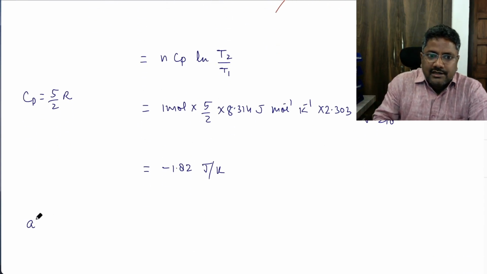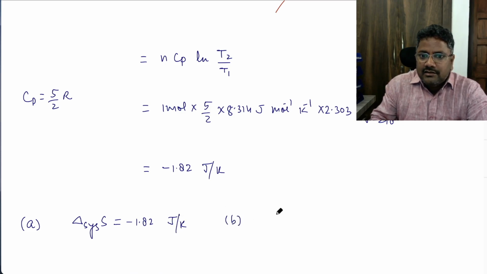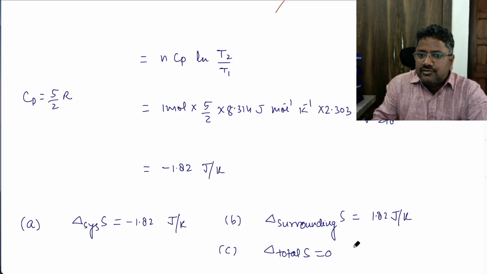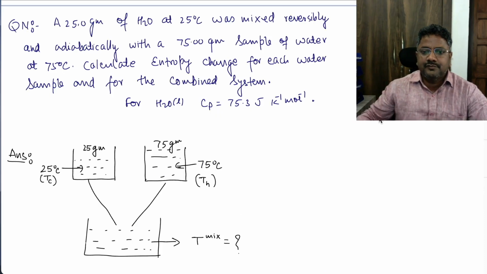So delta S system is equal to minus 1.82 joules per Kelvin. So delta S surrounding is equal to plus 1.82 joules per Kelvin, and delta S total is equal to 0. So this is the answer for this question, right? Good. Now, see another question.